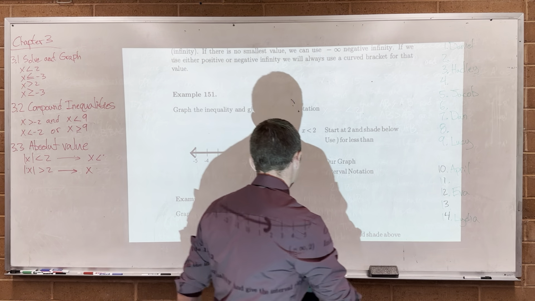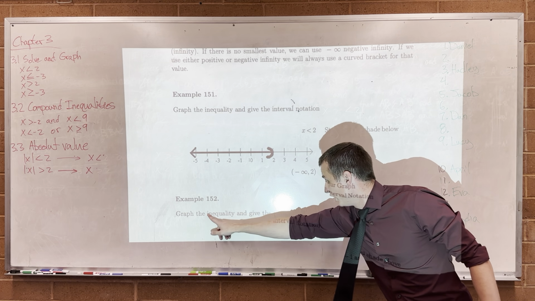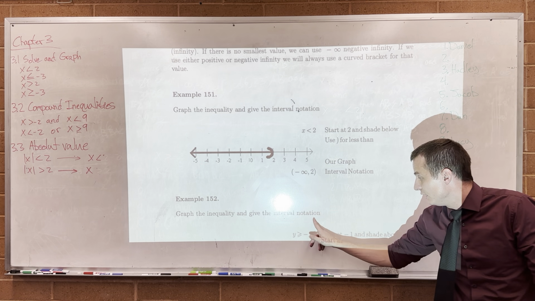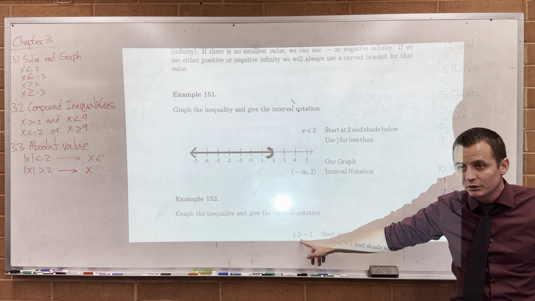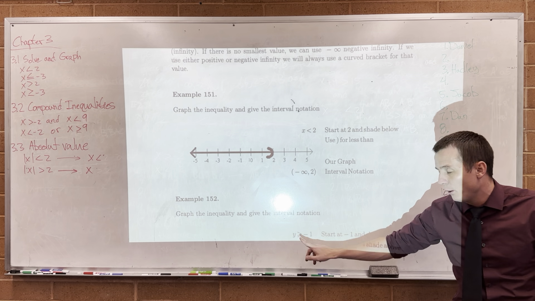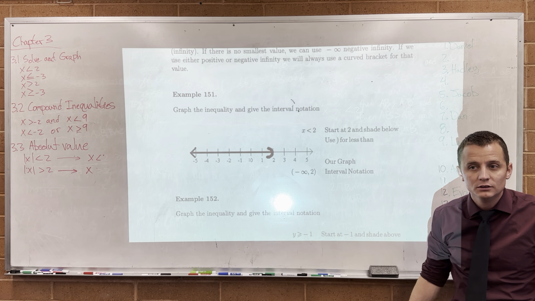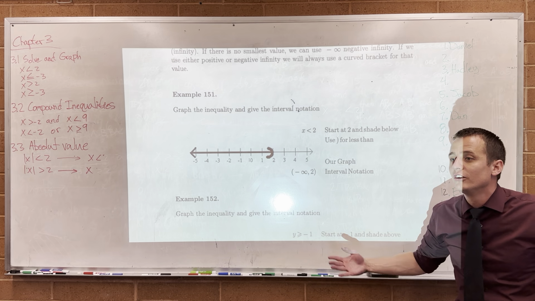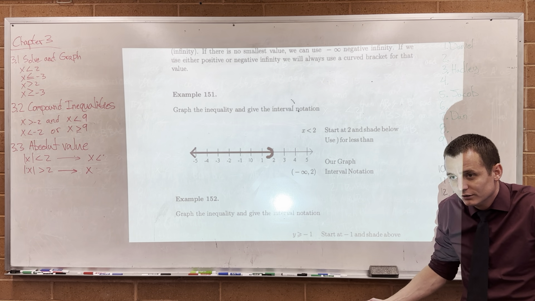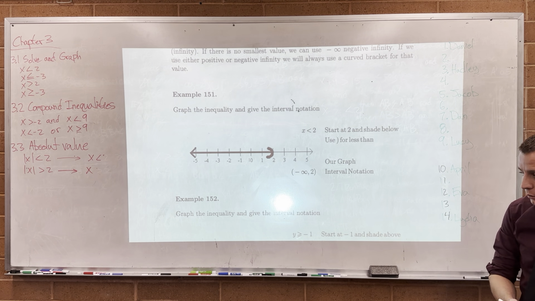All right, let's look at this one. Graph the inequality and give the interval notation for y is greater than or equal to negative 1. Oh shoot, now we have a y instead of an x. We're in trouble. Oh, no, we're not. It makes no difference. A variable is a variable. So this is y greater than or equal to negative 1.